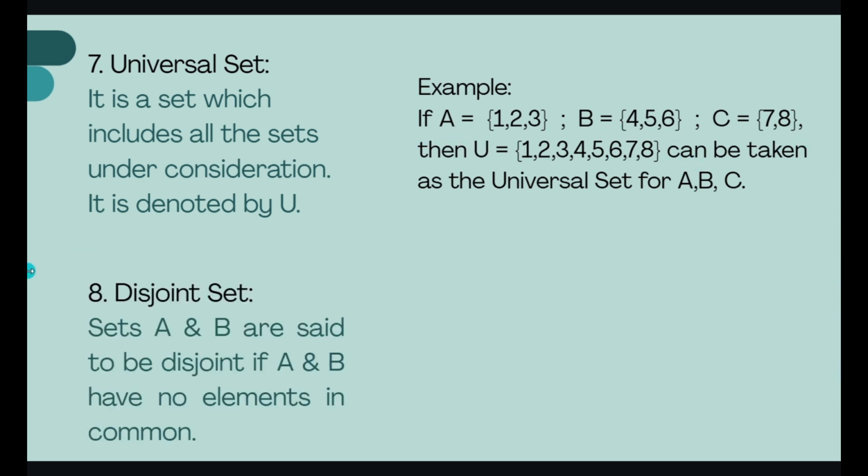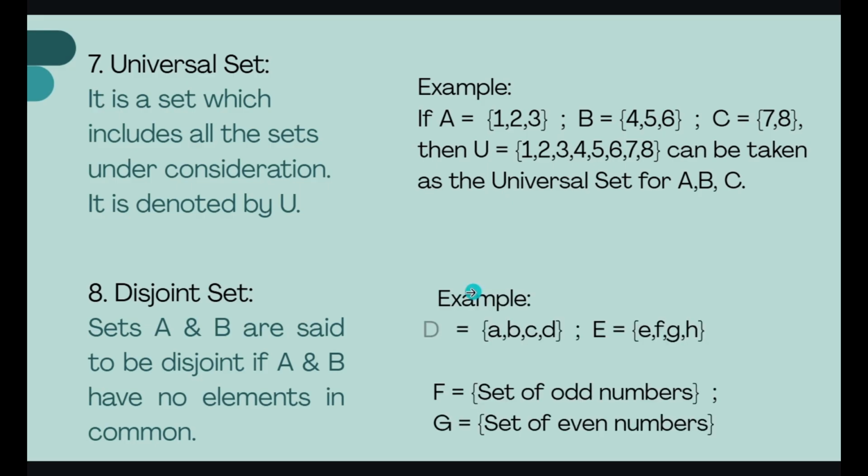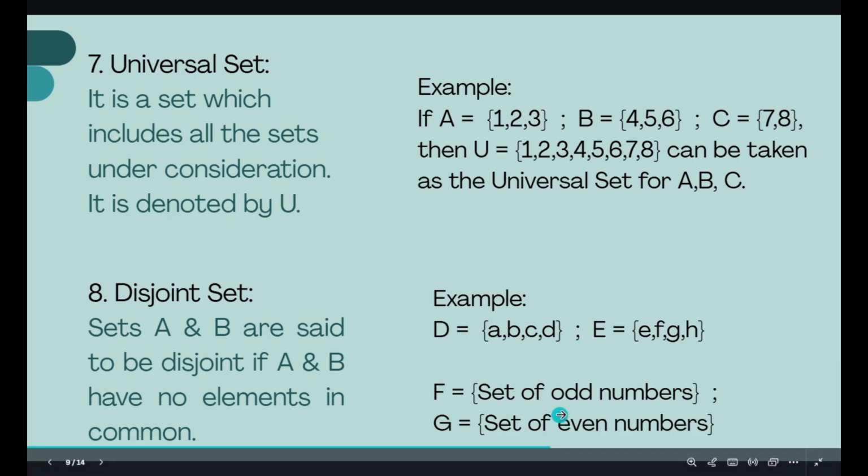Eighth one, disjoint set. Sets A and B are said to be disjoint if A and B have no elements in common. For example, from the sets D and E, there are no elements in common. And for the sets F and G, here there are no elements in common as this one contains odd numbers and this one contains even numbers.